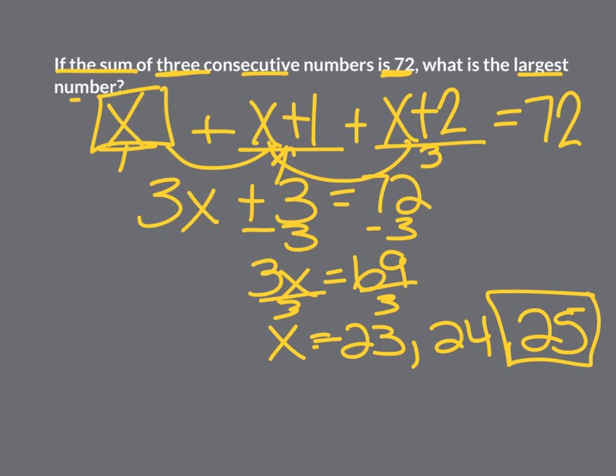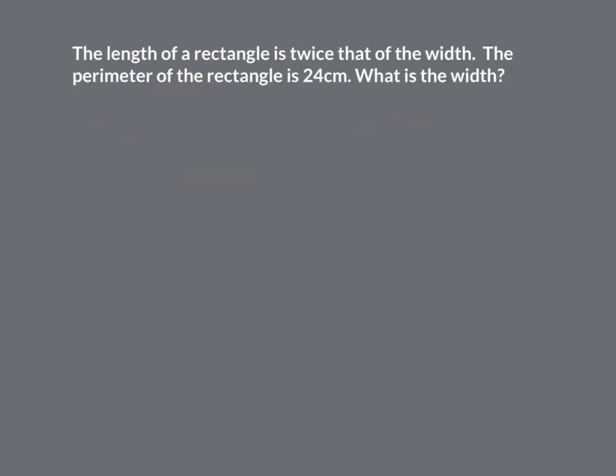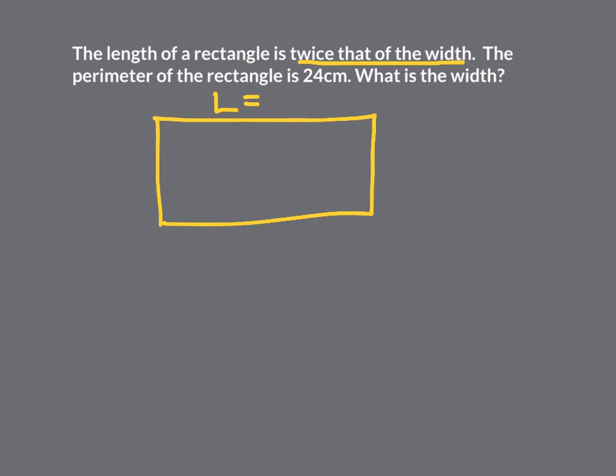All right, let's look at some rectangles. The length of a rectangle. So here's your rectangle. The length of the rectangle is twice that of the width. Twice means 2 times the width. So my length is 2w and my width is w.